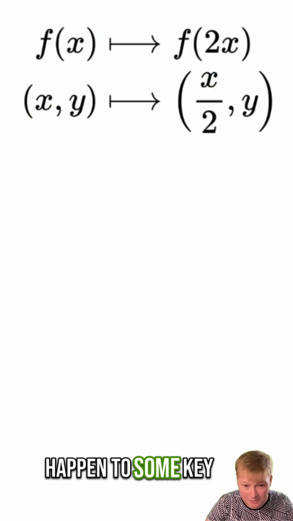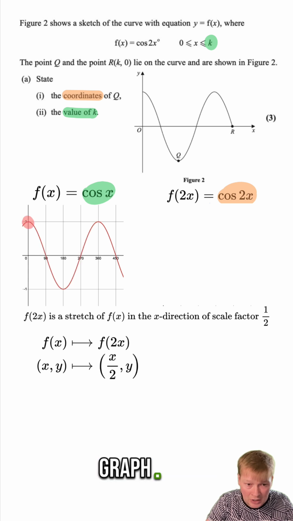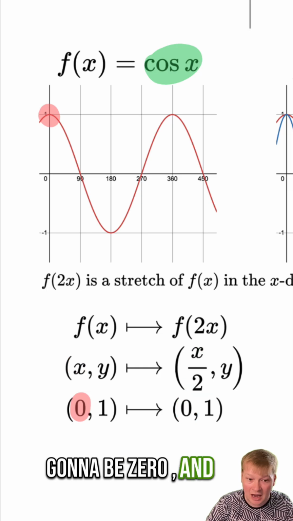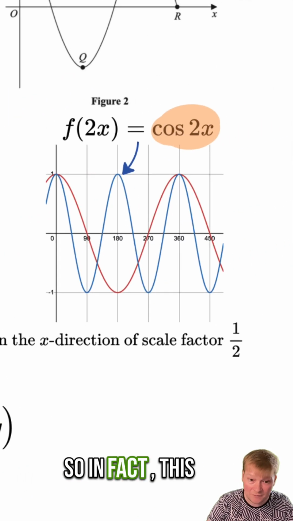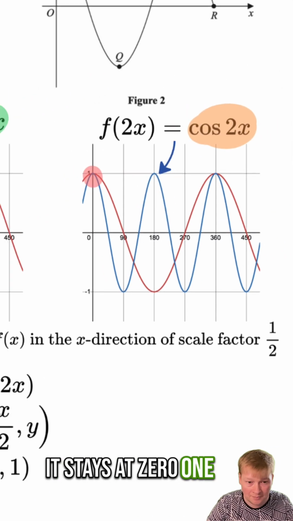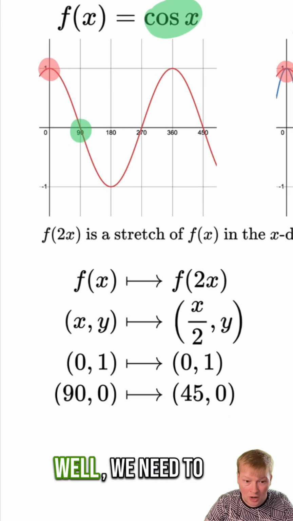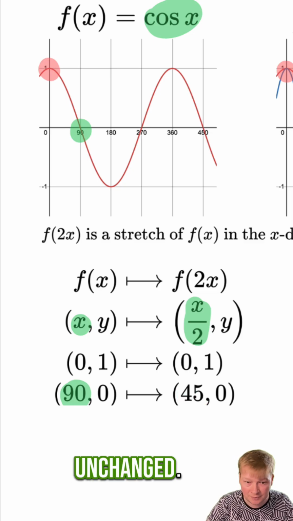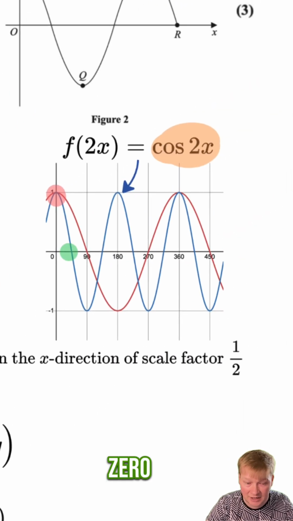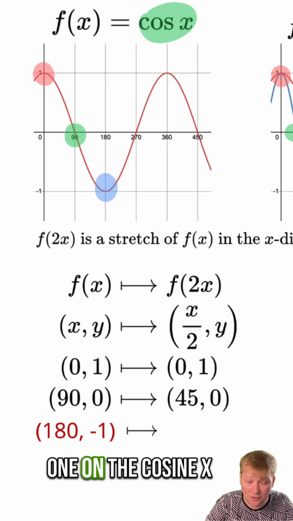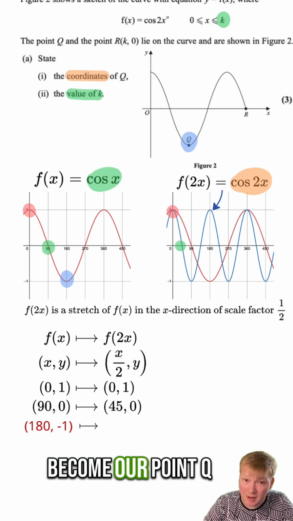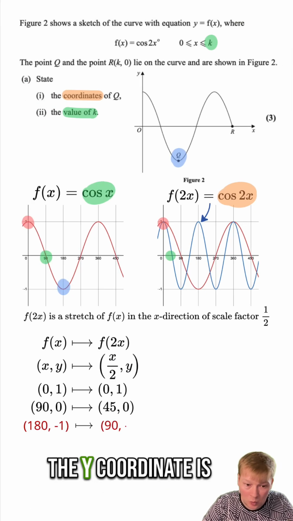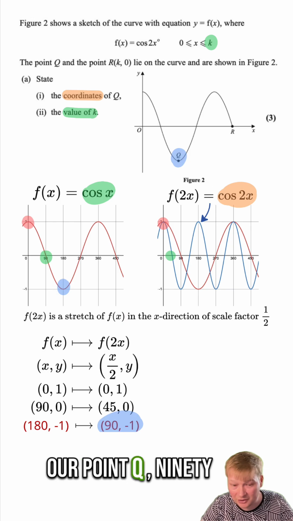Let's have a think about what's going to happen to some key points on our original cosine x graph. What about this point 0, 1? Well, if we divide the x coordinate by 2, it's still going to be 0, and the y coordinate 1 remains unaffected. So in fact, this coordinate doesn't change, it stays at 0, 1. What about this coordinate at 90, 0? Well, we need to divide the x coordinate 90 by 2 to get 45. The y coordinate 0 remains unchanged. So this point, which was at 90, 0, goes to 45, 0. And what about this point at 180, -1 on the cosine x graph? Well, that's going to become our point Q when we transform it. So if we halve the x coordinate, 180, we get 90. The y coordinate is still going to be -1. So this is going to be our point Q, 90, -1.